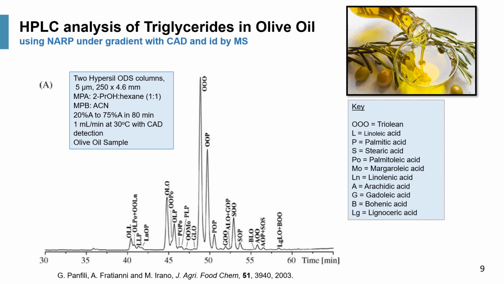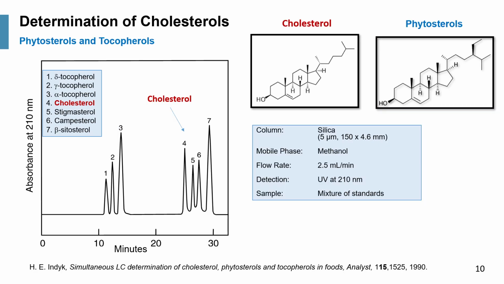Here is a modernized version of the same separation mode, but under gradient condition. You cannot use a refractive index detector, so the detection of choice is CAD. You can also identify it by mass spectrometry. Here is the separation of cholesterol using silica under normal phase conditions.